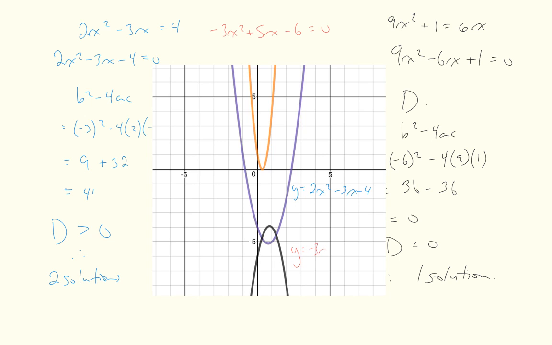I also graphed y equals negative 3x squared plus 5x minus 6, which is the function that is very close to this one, and we said that that one had no solutions, and indeed this parabola doesn't get anywhere near the x-axis. There's no x-intercept for this function. There are no solutions for that equation. And finally, I also graphed y equals 9x squared minus 6x plus 1, the same quadratic function as this expression in the equation, and it has one x-intercept. We said there was one solution.